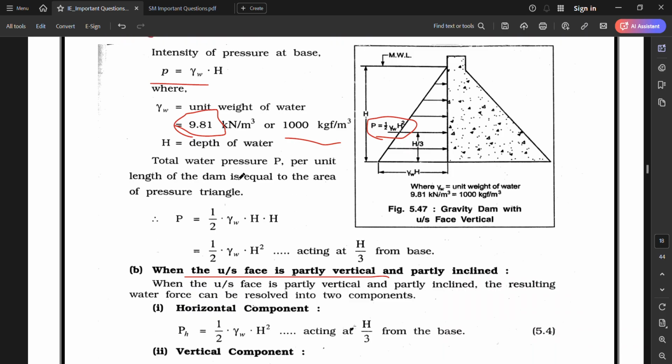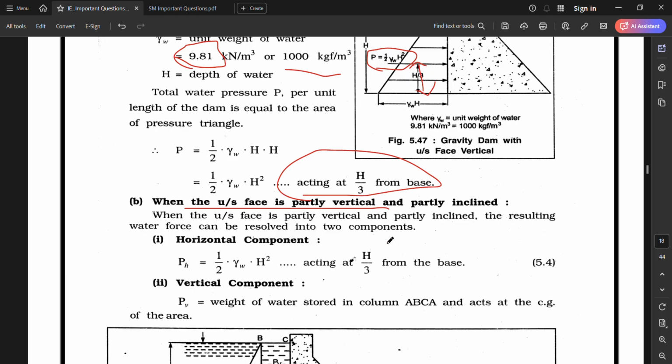Total water pressure P per unit length of the dam is equal to the area of the pressure triangle. So P is equal to 1 by 2 into YW into H into H. We can also say H square, where it acts at H by 3 of the base. This pressure acts at H by 3 from the base.